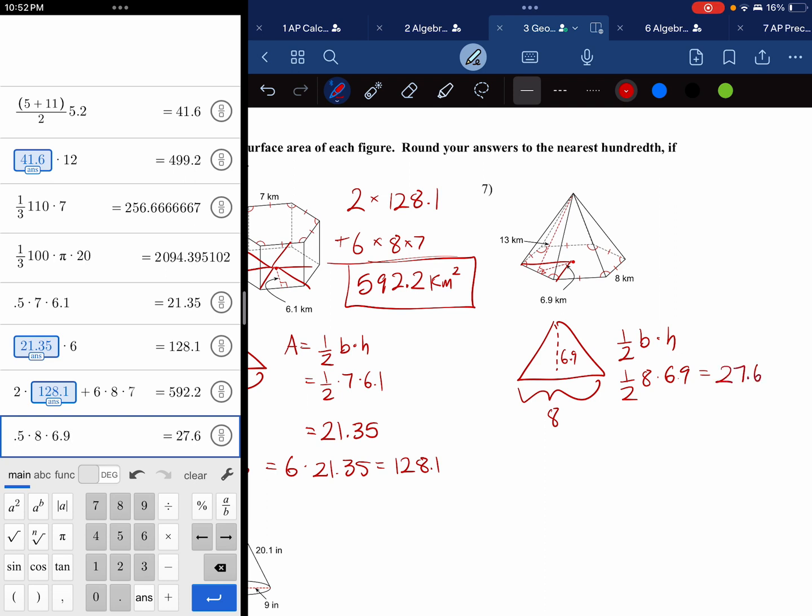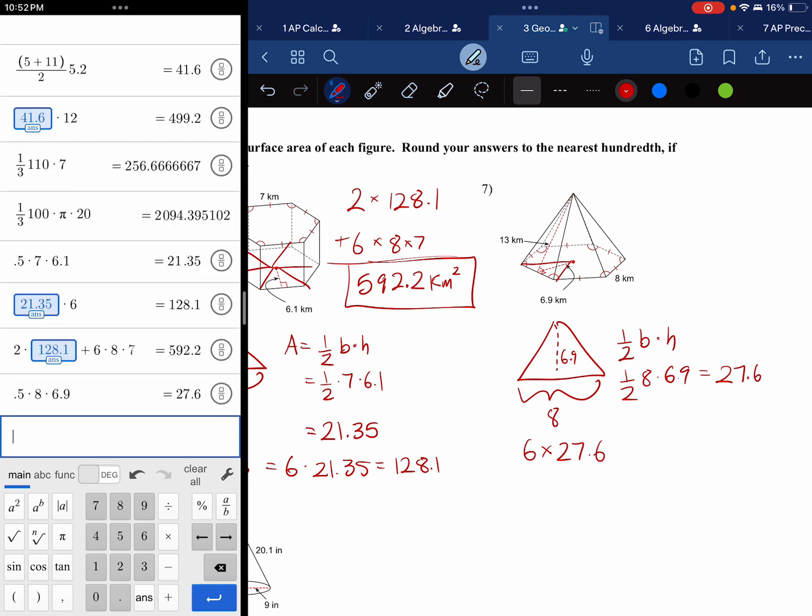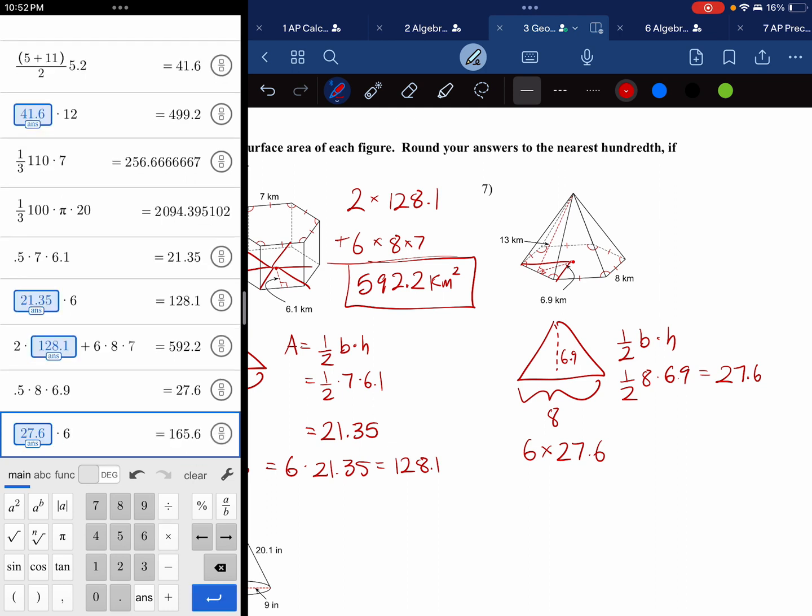All right, how many of those triangles do we have? 6. So I'm going to say 6 times this 27.6 to find that base area. So I'm going to say answer times 6, and I get 165.6. Excellent. So I have 1 copy of this 165.6, and then this next shape is just a triangle, and I have 6 of those.